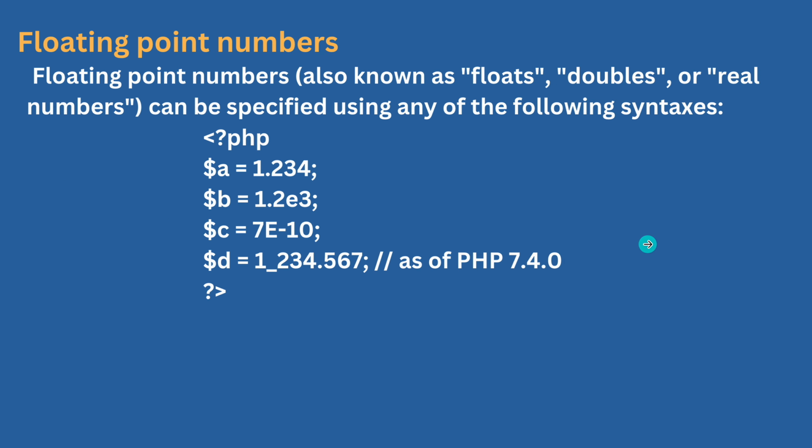Now floating point numbers, you are already clear about this, sometimes known as float, doubles or real numbers, and this is the format: 1.234, 1.2 into 10 to the power 2, 1.2 into 10 to the power 3, 7 into 10 to the power 7. What is this? No clue, nobody?